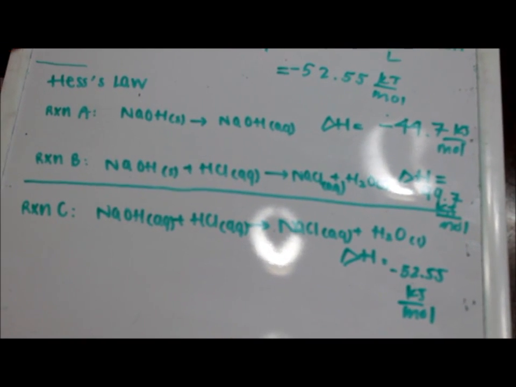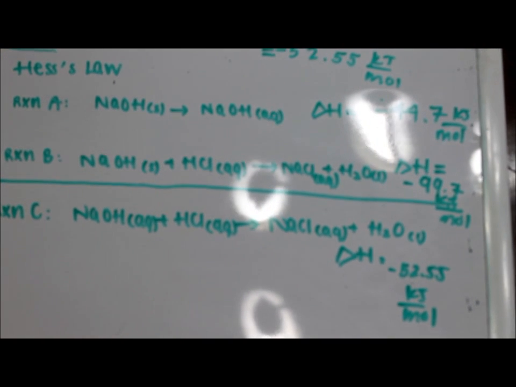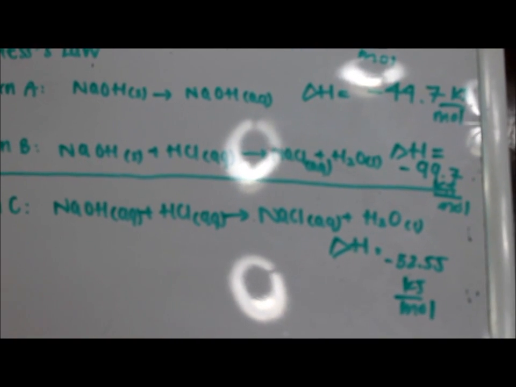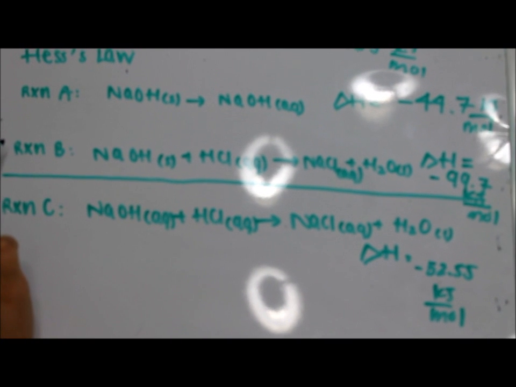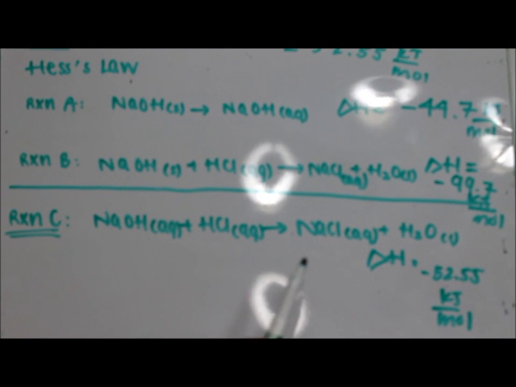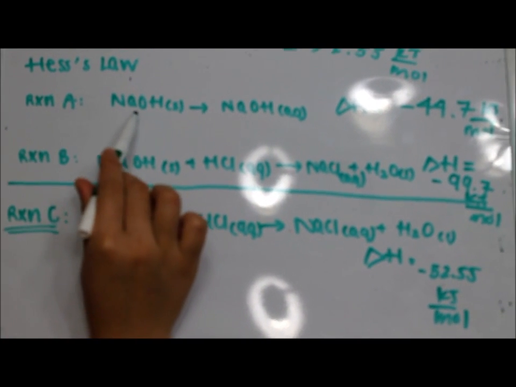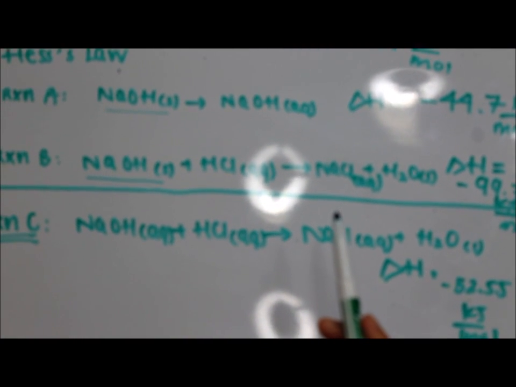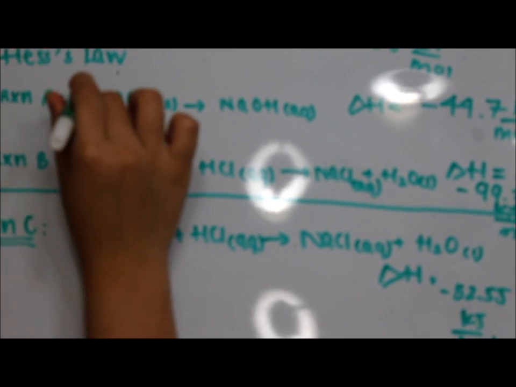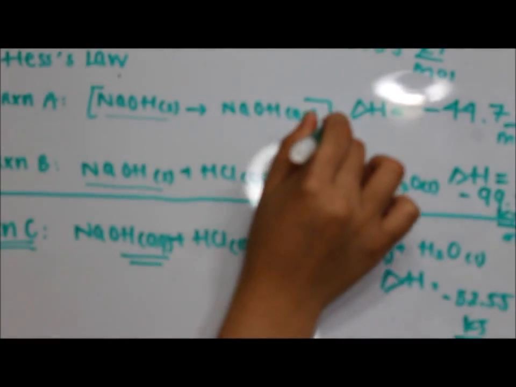Now we're done with all the calculations relating to thermochemistry, but we need to do the Hess's law portion. So here we have the 3 reactions. We are expecting reactions A and B to add up to be reaction C. So let's look at our reactants. Here we see solid sodium hydroxide and solid sodium hydroxide here in both reactions, but we want aqueous in our reactant in reaction C. So what we're going to do is flip this reaction around.